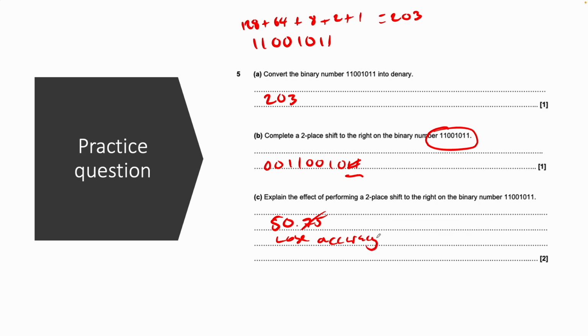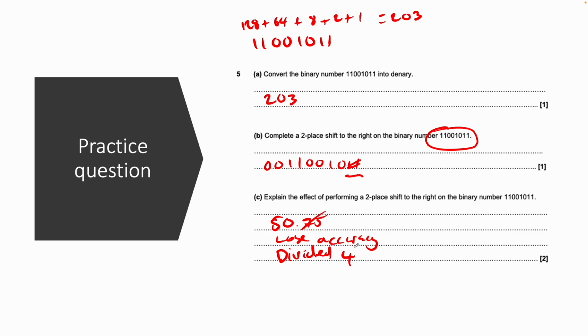The other thing that you will notice is that 50 is approximately a quarter of 203. I say approximately because we've lost some information. So what we've actually done here is we have divided by 4. And that's your answer.